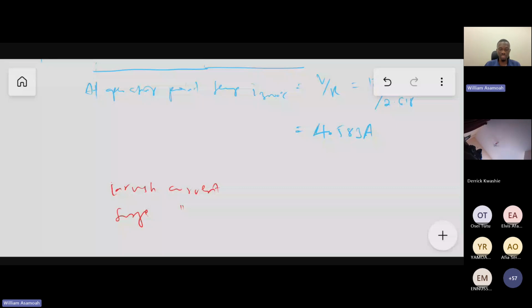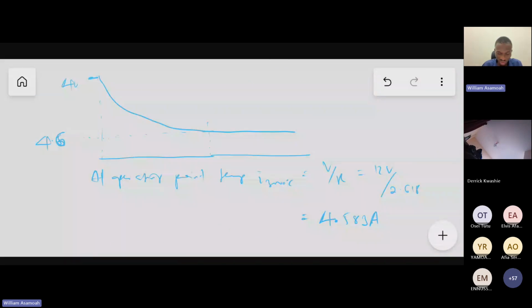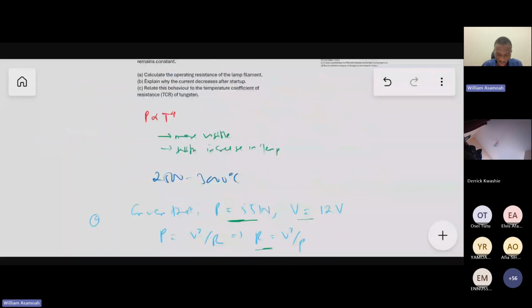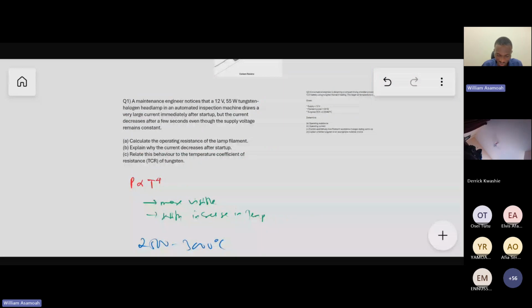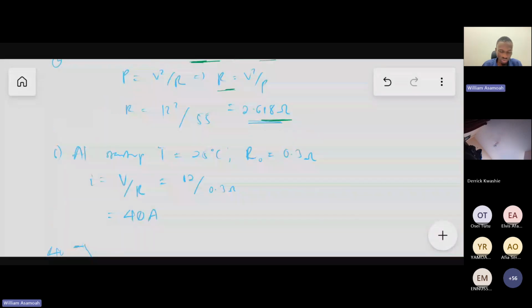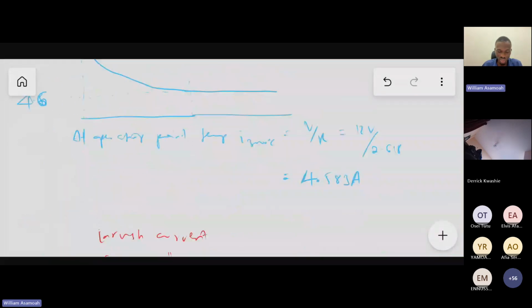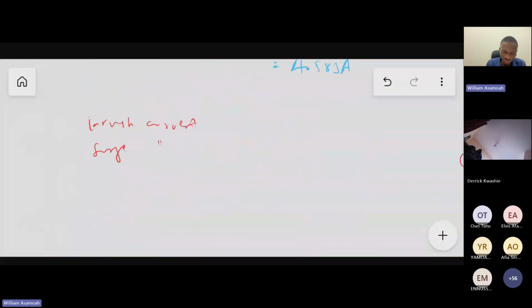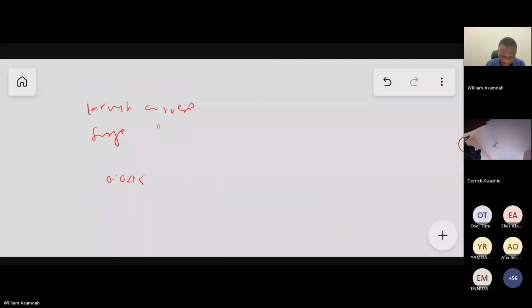Is that right? Now, the last part of the question, C, was to explain this behavior and relate it to the temperature coefficient of resistance. So how will we do it? We know that the temperature coefficient of resistance for tungsten filament is 0.045, change per degree Celsius.